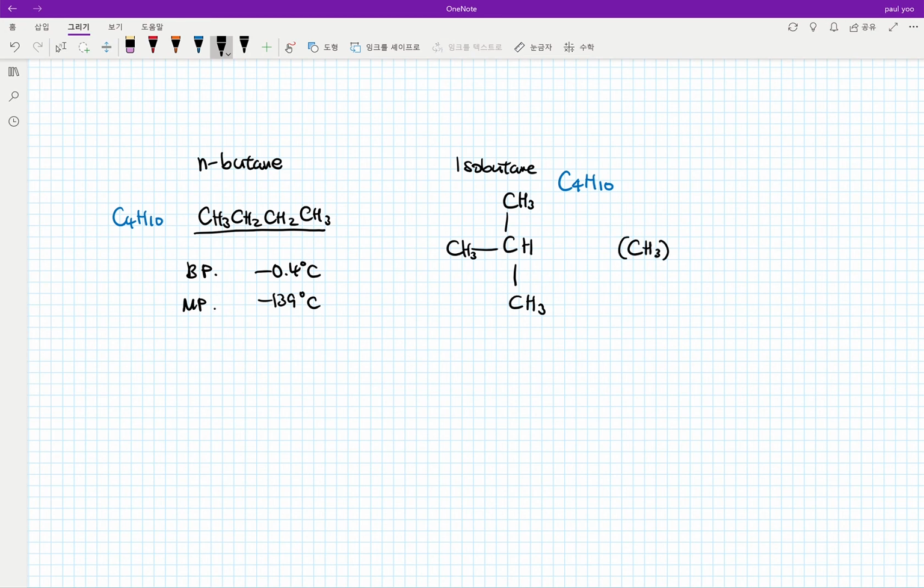Now isobutane can be abbreviated with CH3 CH, and it has a boiling point of negative 10.2 degrees Celsius, which is lower than negative 0.4 degrees Celsius, and a melting point of negative 160.9 degrees Celsius, which is also lower than negative 139 degrees Celsius of N-butane.